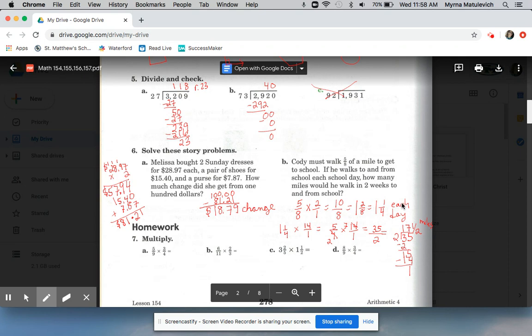But then they wanted to know how many miles would he walk in 2 weeks. So 2 weeks is 14 days. I did 1 1/4 times 14, and I got 17.5.